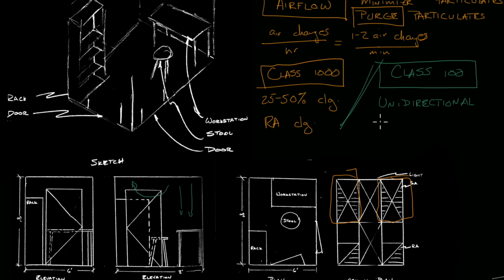All right, so what does this mean? This means that your supply air coverage on your ceiling needs to be 100%. In other words, down here, when I have lights and return air and blank space on the ceiling, that's unacceptable for class 100.